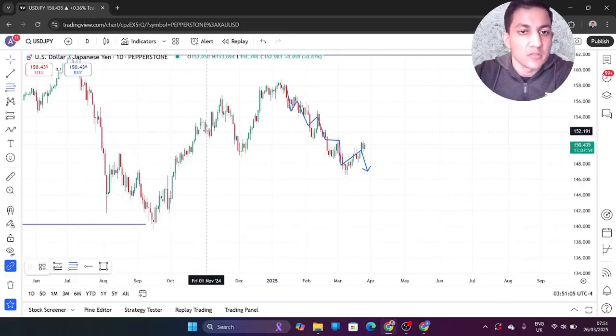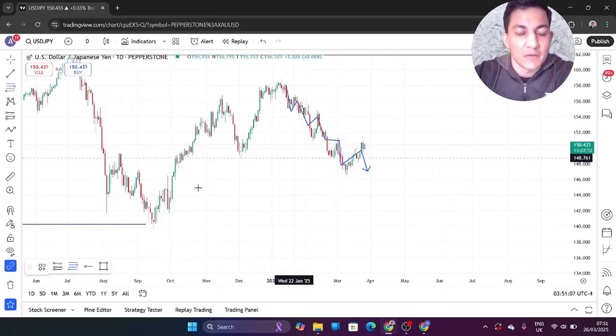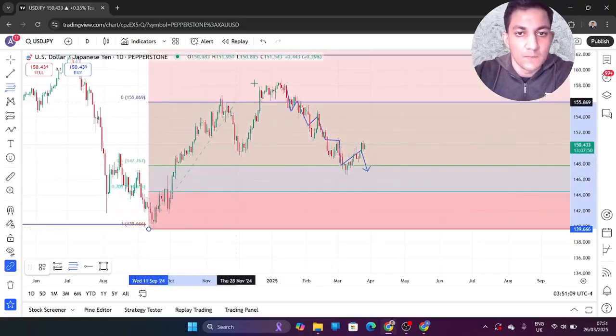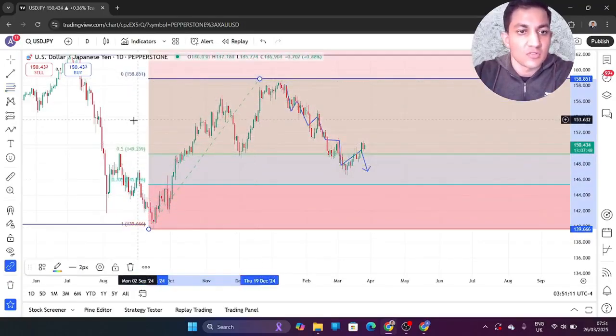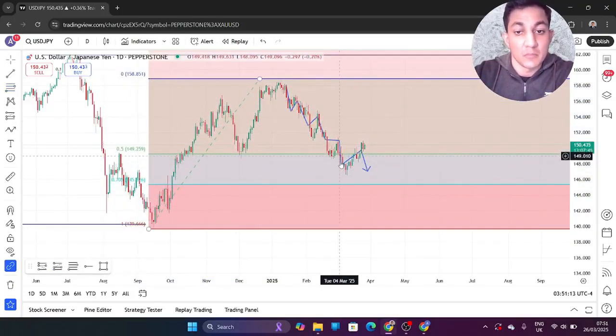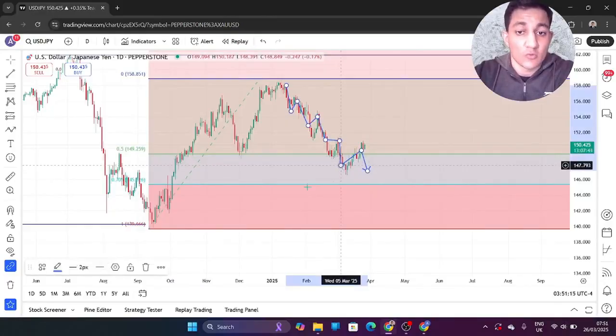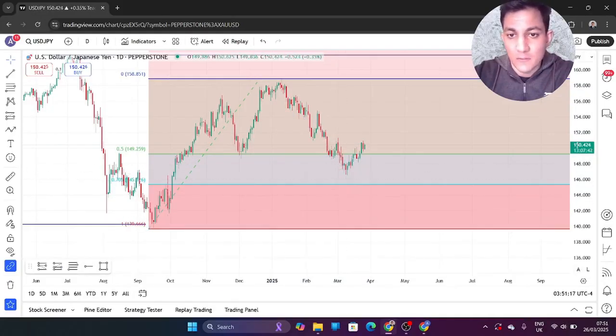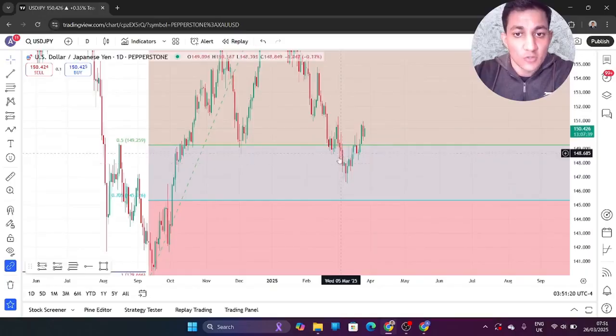Look at how strong the bullish candles are compared to the bearish candles. What's really going on is it's just allowing smart money to buy below the 50% level, right? That's what's really going on here. So all of this right here is accumulation. Look at all these dojis here.